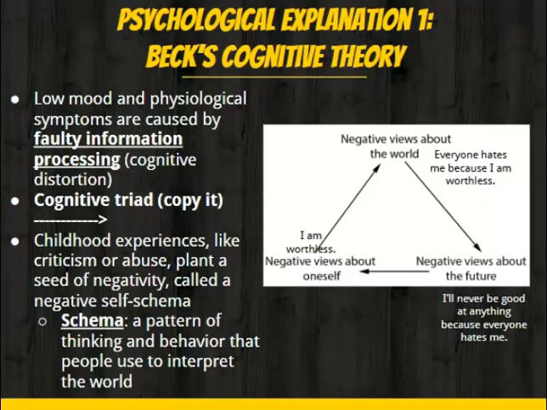Your schema is just the way you look at the world. It's like the lens through which you look at the world. So because of these experiences in childhood, they have planted in them that seed that creates that negative schema, and it affects the way that you interpret the world. So because you have those negative views about yourself from the beginning, those negative views about yourself also color your views about the world and then your views about the future. And that becomes a self-reinforcing cycle.